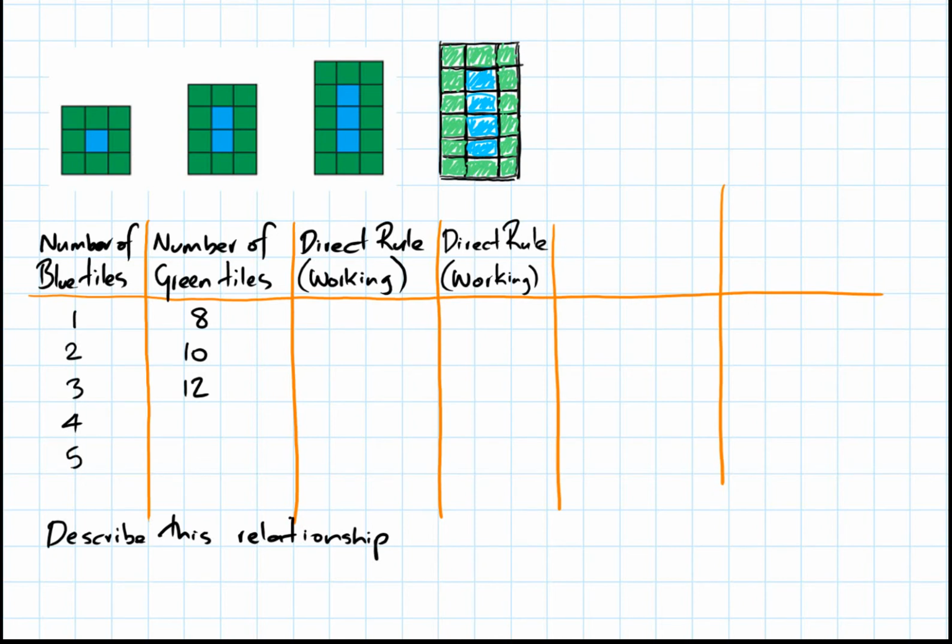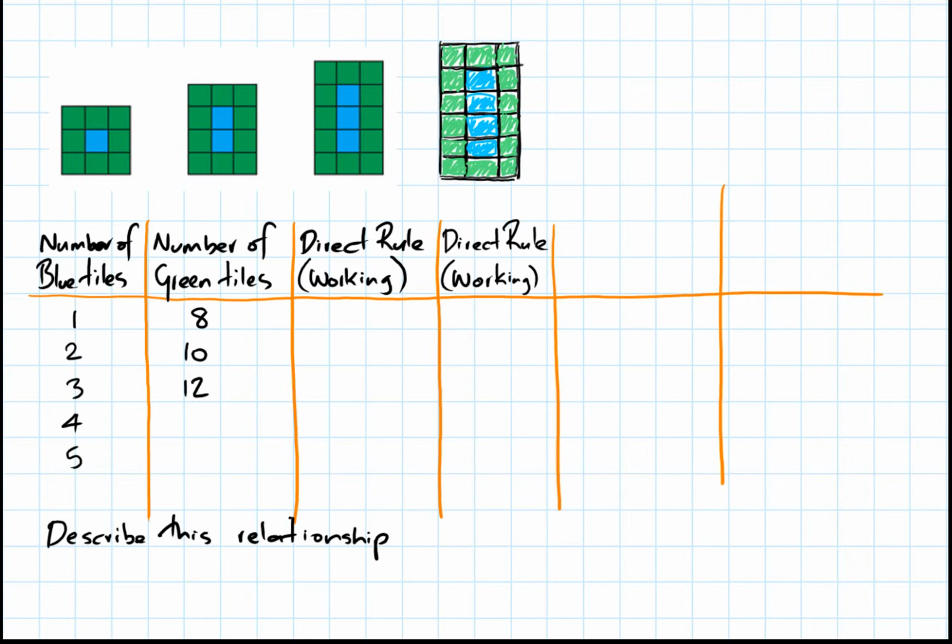Hi there. This video is going to look at patterns. Here is an example of a tile pattern. In this pattern we can see we've got blue tiles and green tiles. And what I've done is just drawn up a table where I can record some values about this pattern.